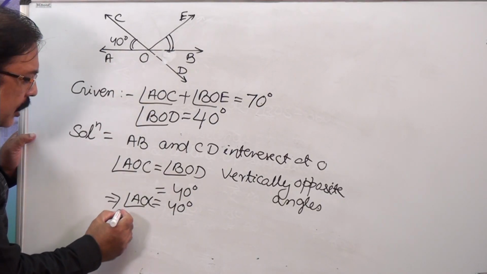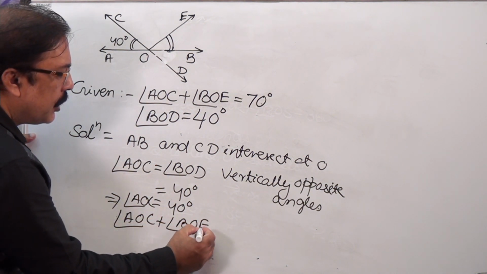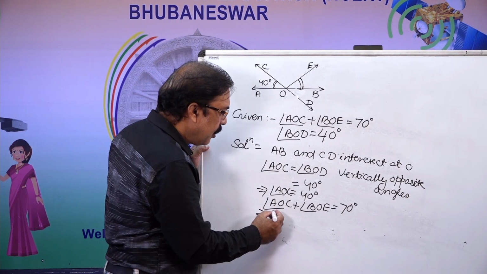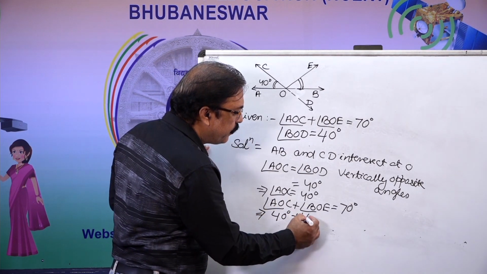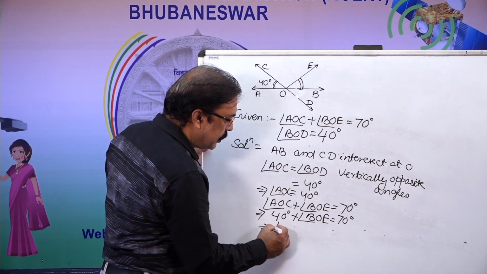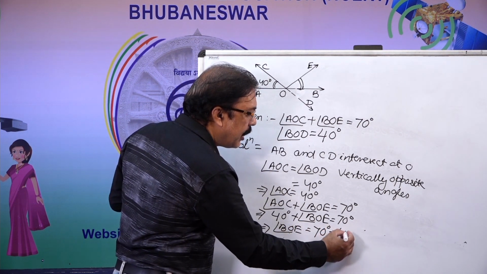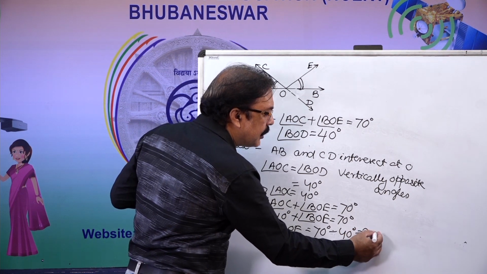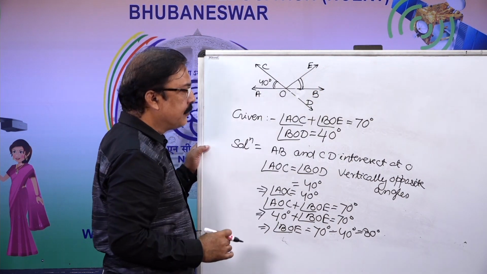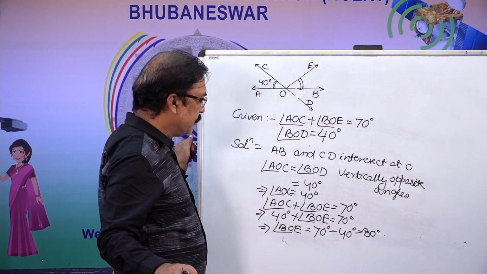And we know that angle AOC plus angle BOE is equal to 70 degree. If we substitute the value of AOC here, we have 40 degree plus BOE is equal to 70 degree. That means BOE is equal to 70 degree minus 40 degree, that is 30 degree. So the value of BOE is 30 degree. Now we have to find the value of COE.